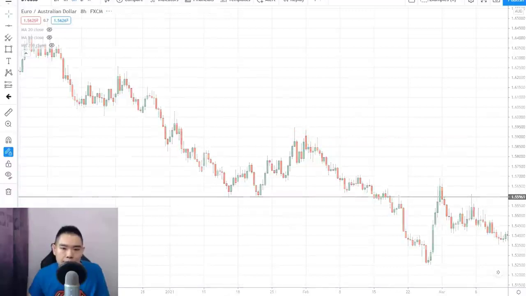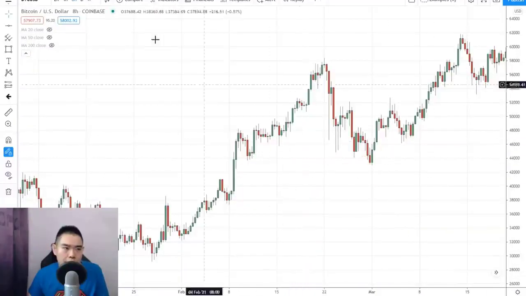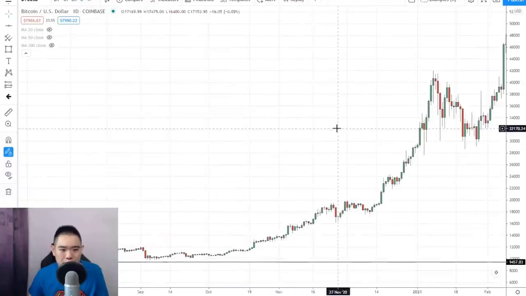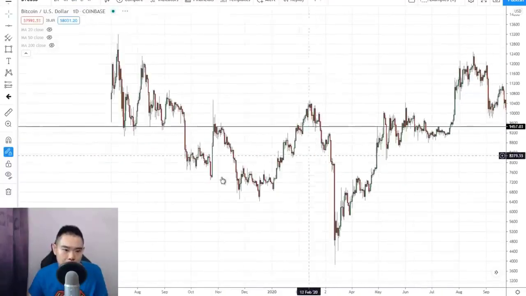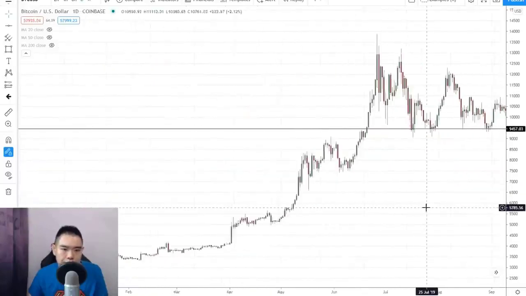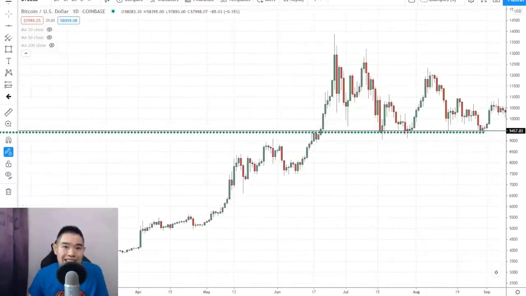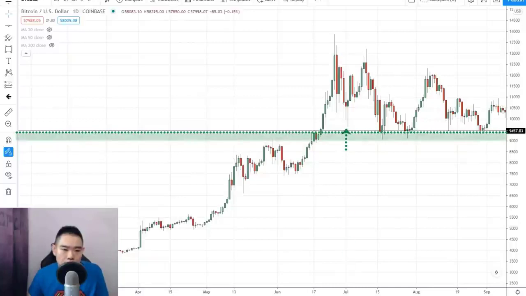Okay, and one final example, this one here is Bitcoin. Just to illustrate to you that the concepts that I'm sharing with you can be applied to different markets as well. So if you look at this one over here, can you see this area of support? Tested almost here, almost the first time, second, third, fourth, fifth.